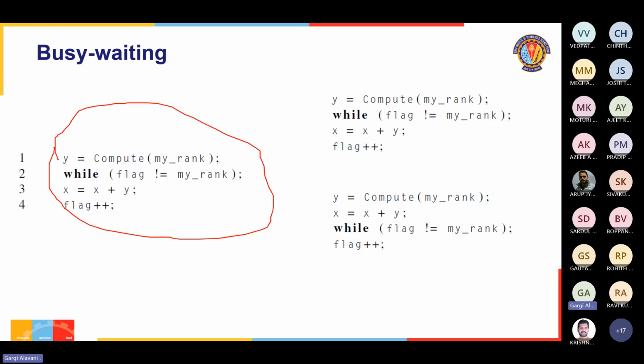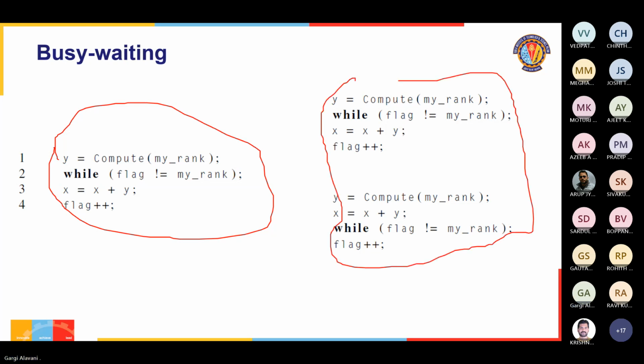So if you change the order of the statements, what will happen? Which are the other two codes? What will happen here? Then the critical section is not safe. So this concept of using flags or while loops for waiting is called busy waiting. And this will work only if the order of instructions is not changed.